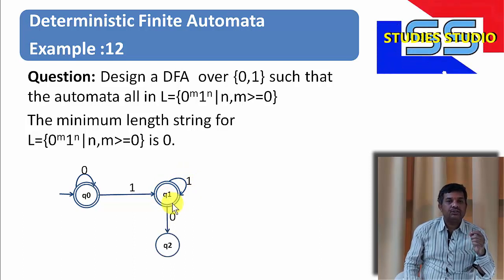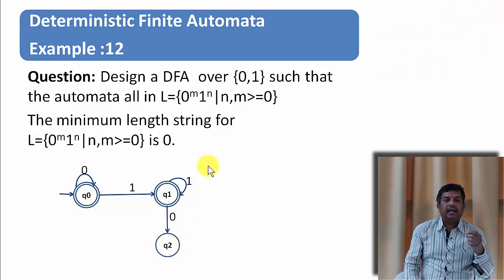So on 0 transition, after a single 1 comes also, it should not contain any more 0 after that. So after this transition 1, if at all any 0 comes, it's supposed to go to a dead state. I hope you understood this. And again on Q2, whatever zeros or ones come after that, it's supposed to stay in the same state Q2, as it is a dead state.